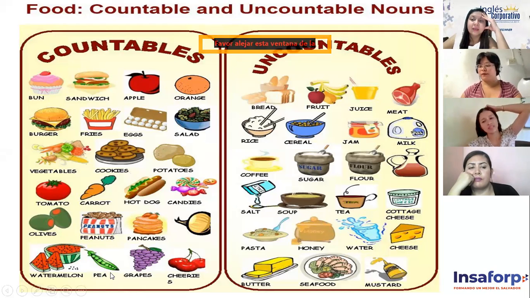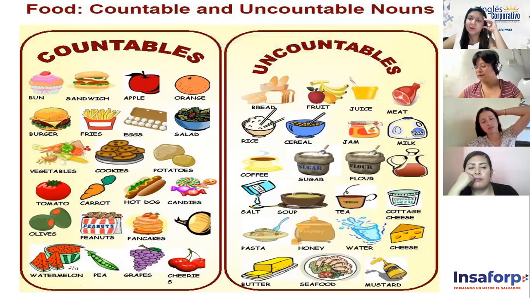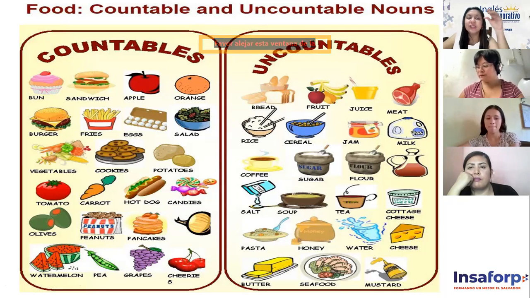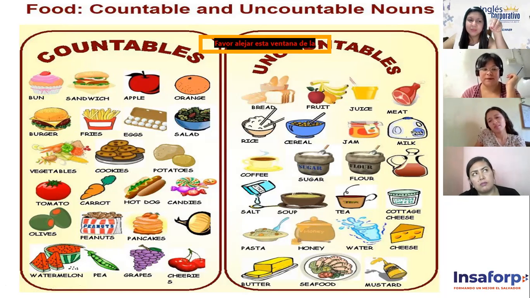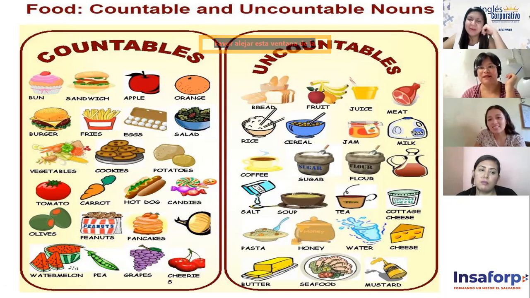Peas. Ejotes. No, green beans son ejotes. Green beans, como frijoles verdes. Los peas, they are a green balls. Son bolitas verdes que se le ponen al arroz. Sí, se me ha olvidado cómo se dice en español. Como garbanzo. Pero son diferentes porque estos son verdes. Alberjas. Something like that. Okay. Now, uncountables, bread.